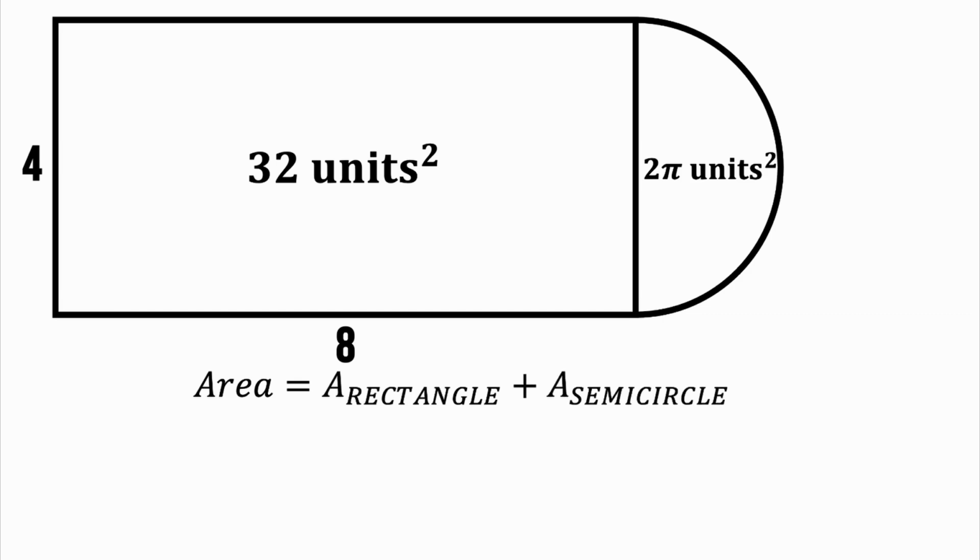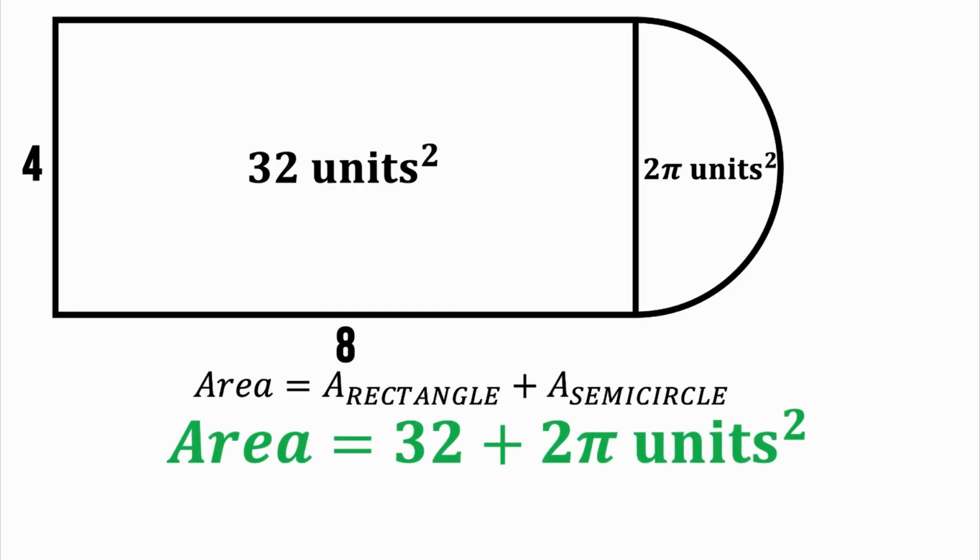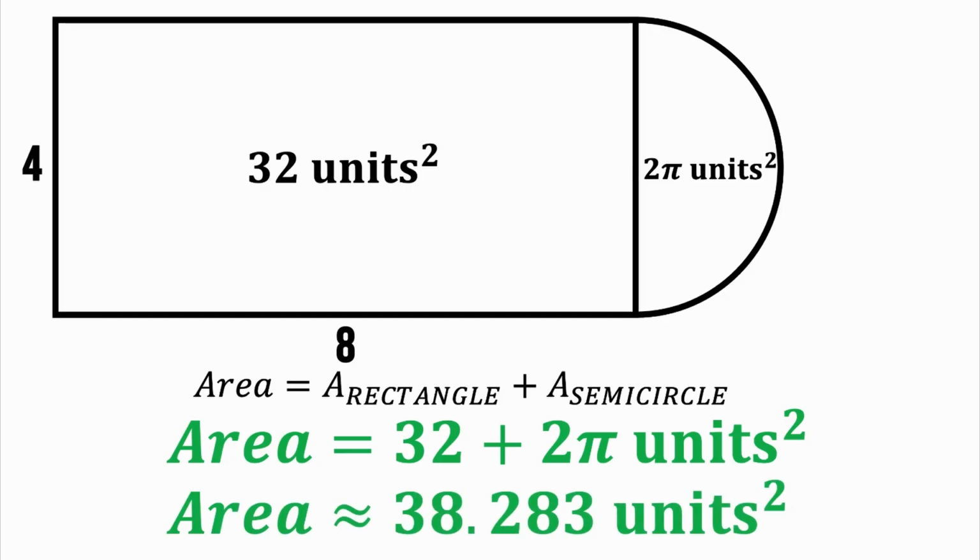I just take the total area is equal to the area of the rectangle plus the area of the semicircle. If I want this in exact units, I need to leave the pi in it, so that's going to be area is equal to 32 plus 2 pi square units. However, if I don't mind rounding, then area is approximately 38.283 units squared.